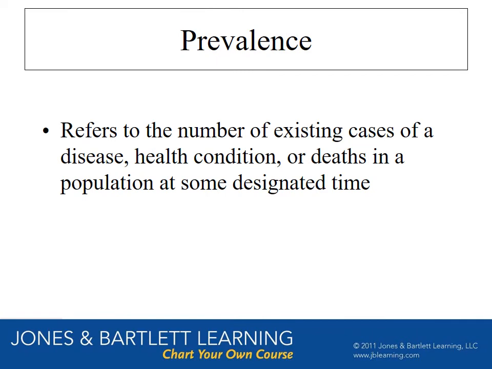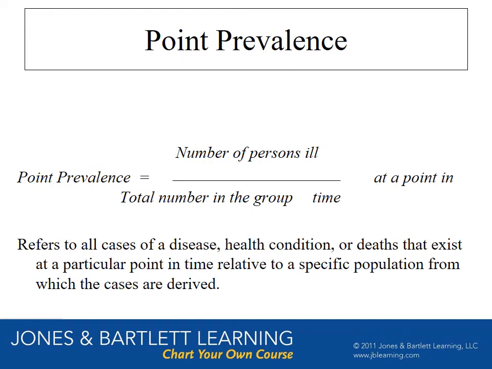Prevalence refers to the number of existing cases of disease, health condition, or deaths in a population at some designated time. A point prevalence has a time designated very specifically, and it refers to all cases of disease, health condition, or death that exist at a particular point in time relative to a specific population from which the cases are derived.